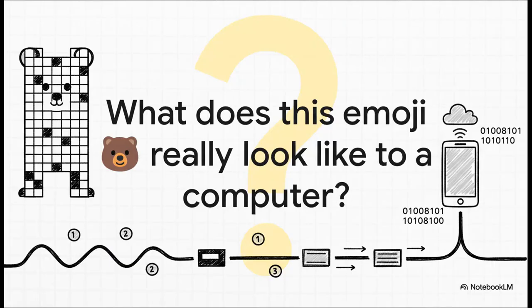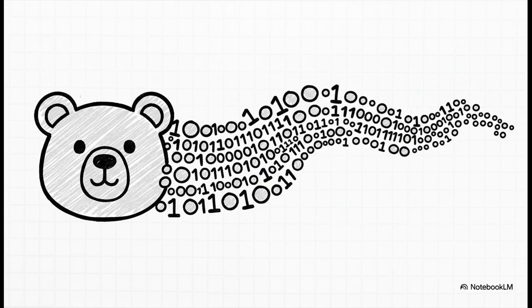All right, let's kick things off with a simple question. When you send an emoji, say this little bear here, what is your phone actually storing? What is it sending over the network? Because I can promise you, it is definitely not a tiny picture of a bear. Nope. To your computer, that friendly bear emoji looks like this. A long and, let's be honest, pretty intimidating string of zeros and ones.